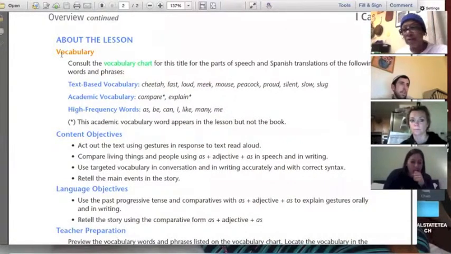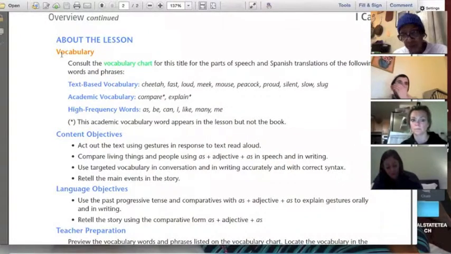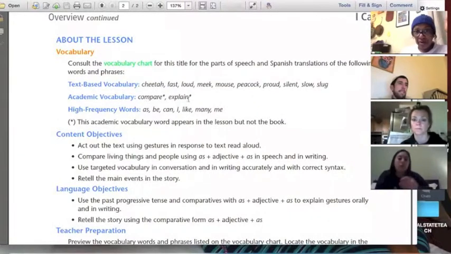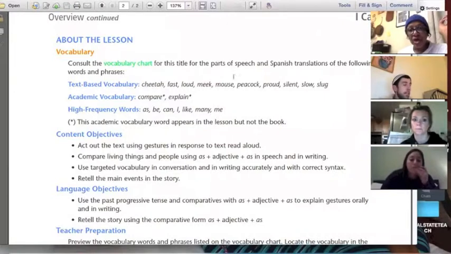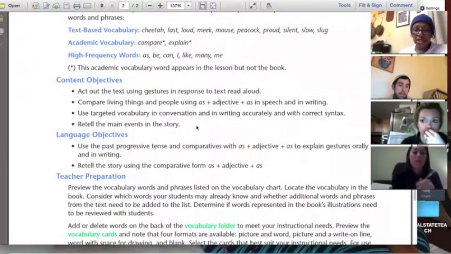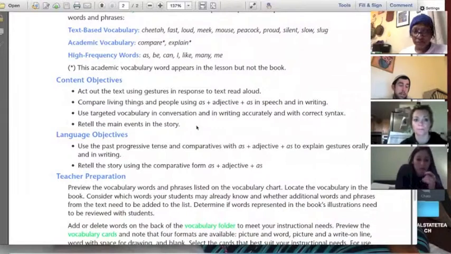Vocabulary is huge, gigantic. Make sure you have vocabulary because you're building language. So it tells you not only the target words, but also, see, these are the target words, compare and explain. But these are the other words, the related skills, the related words the students also need to know in order to access the book. These are the high frequency words. Here is your content objective. They're going to act out the text, compare living things, use targeted vocabulary, and retell the main event.